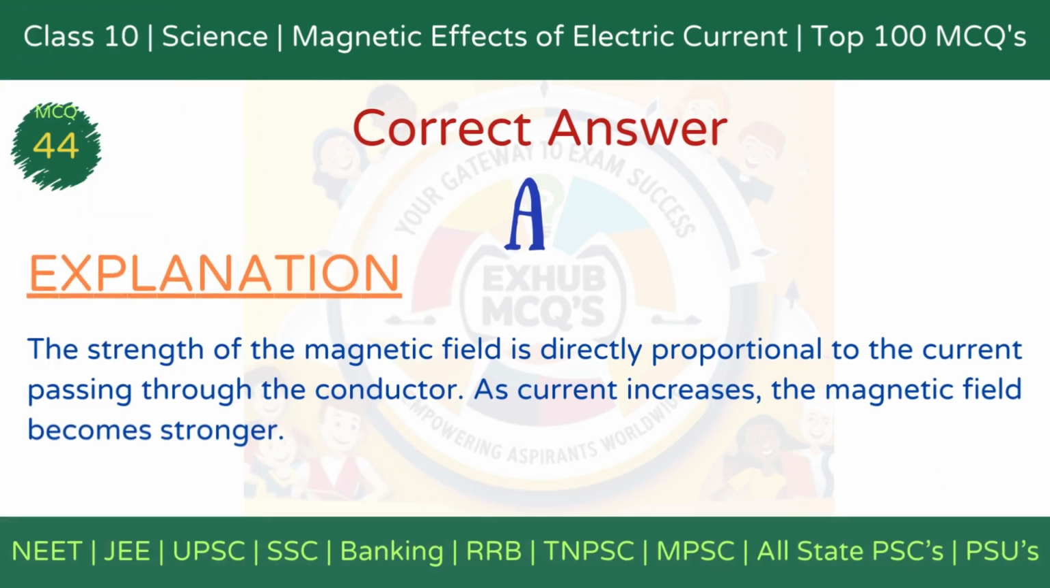The correct answer is option A, directly proportional. Explanation: the strength of the magnetic field is directly proportional to the current passing through the conductor. As current increases, the magnetic field becomes stronger.